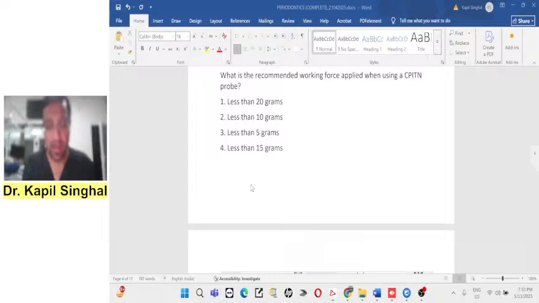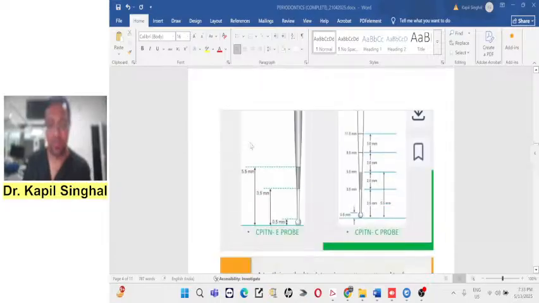So, now, again, what I can gather, I saw a lot of questions on CPITN probe. So, it's very important for us to understand the different things about CPITN probe. So CPITN probe, as we all know, is also known as a WHO probe. The weight is around 5 grams for this probe, and there are two kinds of probe. One is CPITN E and the other is CPITN C. Now the basic difference between E, that is epidemiological probe, and the clinical probe, that is C.